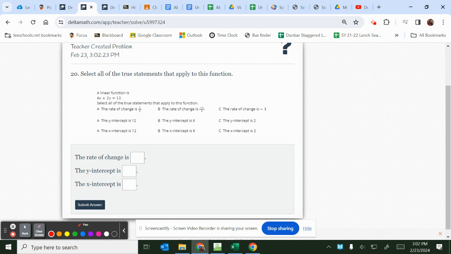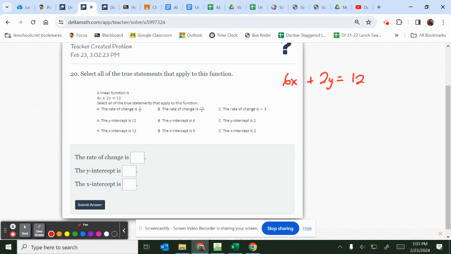Right, guys. So question number 20 says select all of the true statements that apply to this function. A linear function is given as 6x plus 2y equals 12. Select all of the true statements that apply to this. So I need to identify the rate of change, the y-intercept, and the x-intercept. First, let's identify the intercepts because those are the easiest things to identify.